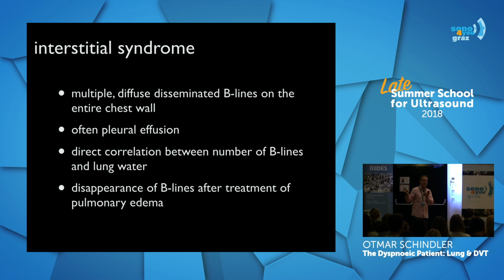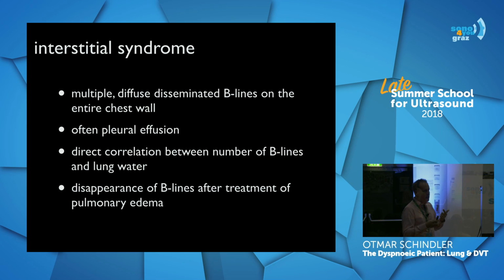For example, you have a patient with hypertensive pulmonary edema. You give him either antihypertensive drugs, or you give him non-invasive ventilation. You will see in 5 to 10 minutes that the amount of B-lines is going down. B-lines are really going away, in fact. Huh? So you can see if your therapeutic intervention is successful or not.